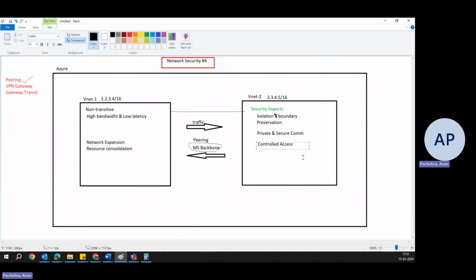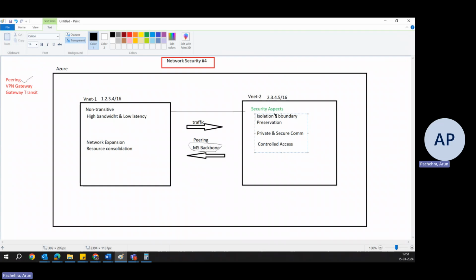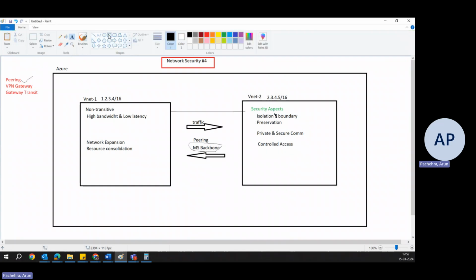All right, I think now we have made all the points, all the security aspects here for us. Now quickly check the VPN gateway. All right, so VPN gateway in Azure is a specific type of gateway, virtual network gateway. Okay, let me create one.